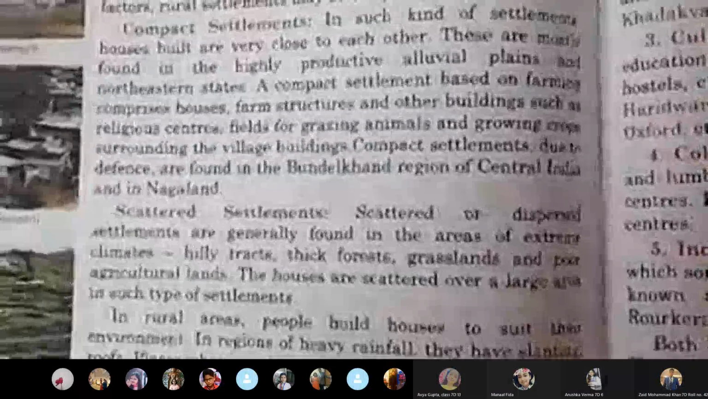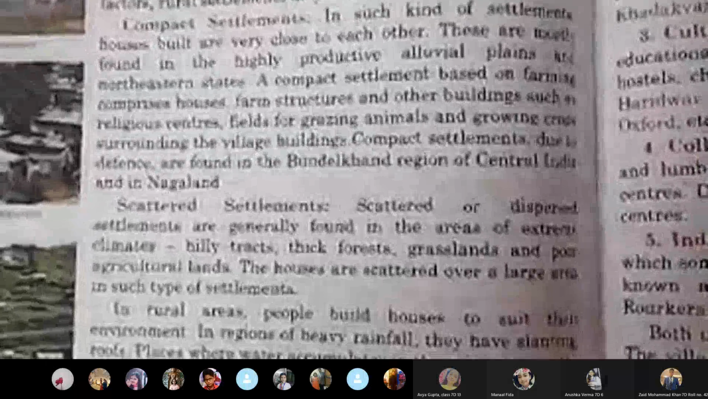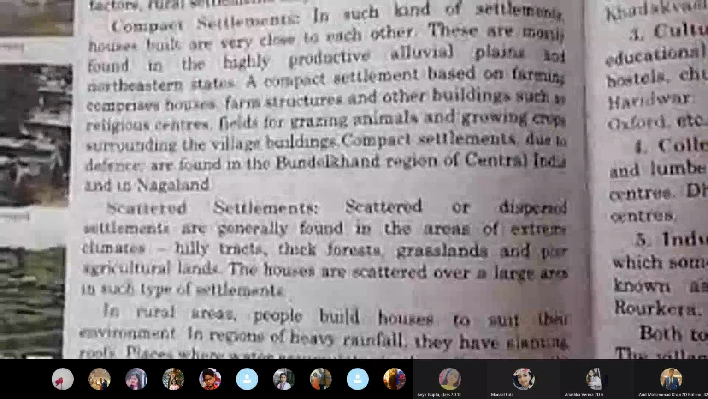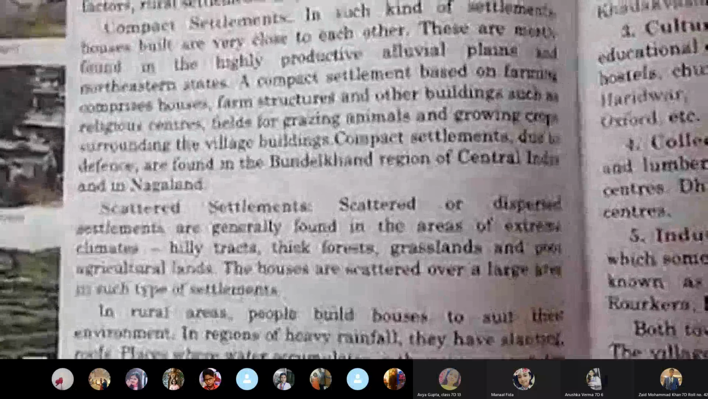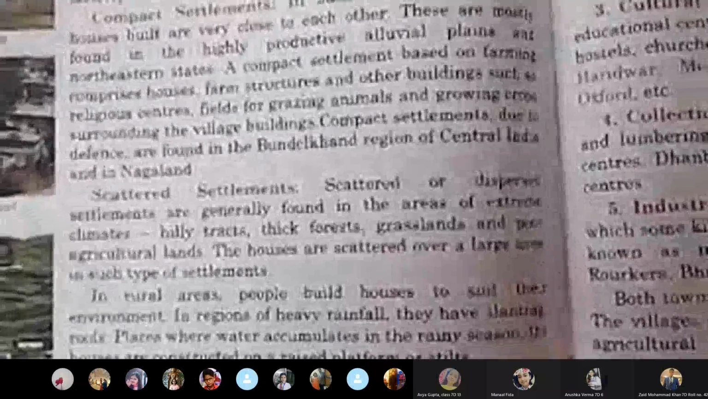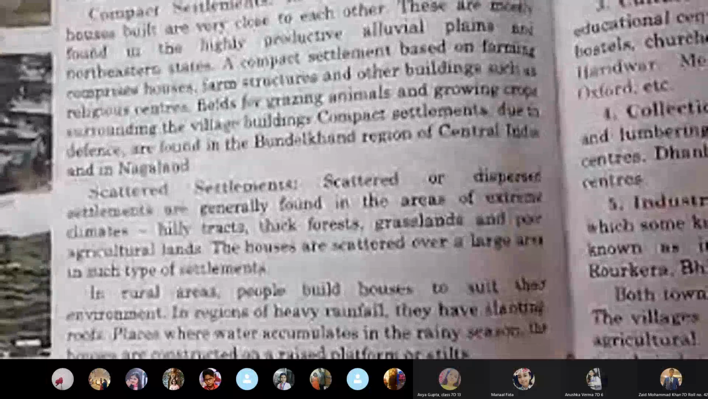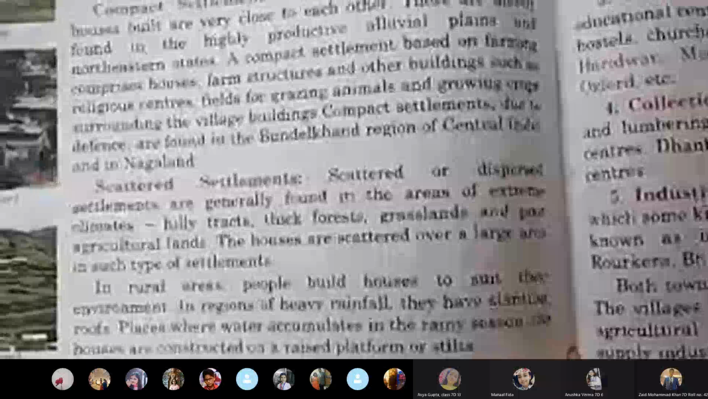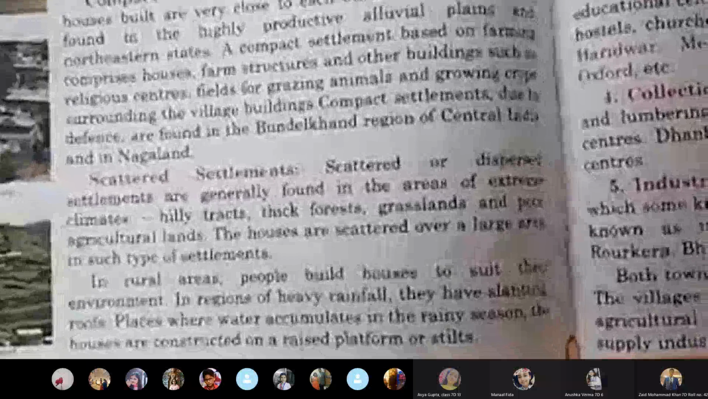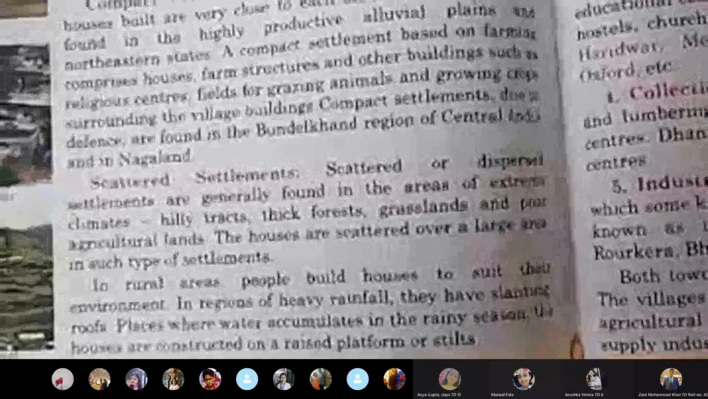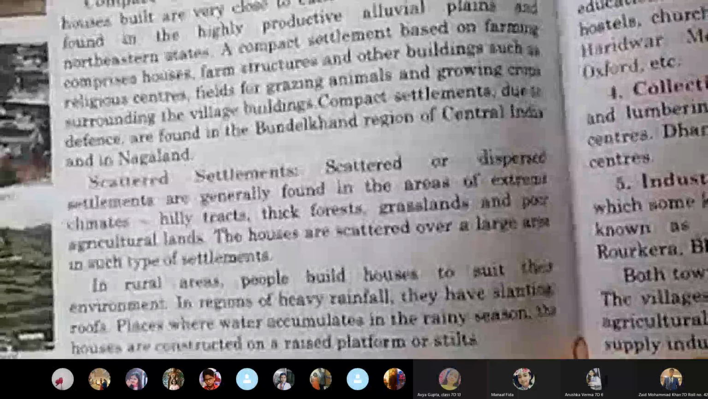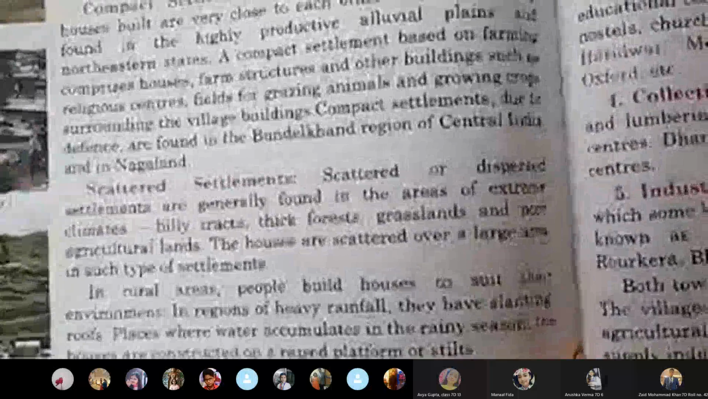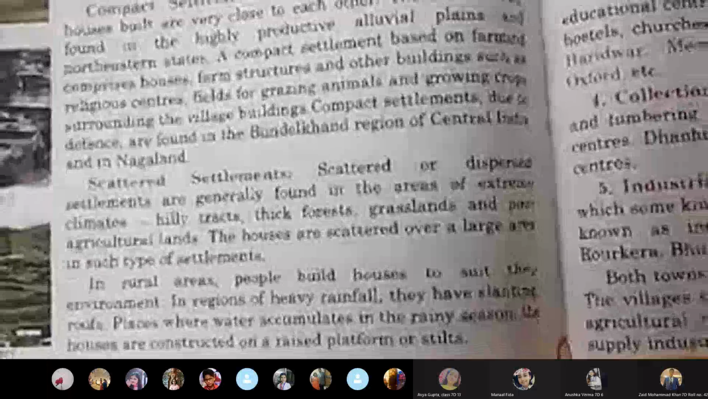Then we come to scattered settlements. Scattered or dispersed settlements are generally found in areas of extreme climates like hilly tracts, thick forests, grasslands, and poor agricultural lands. Here the houses are scattered over a large area. In these kinds of settlements, the houses are placed away from each other. They are very sparsely situated. Okay, they are scattered, they are dispersed.